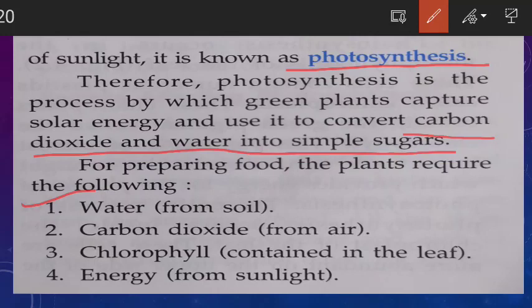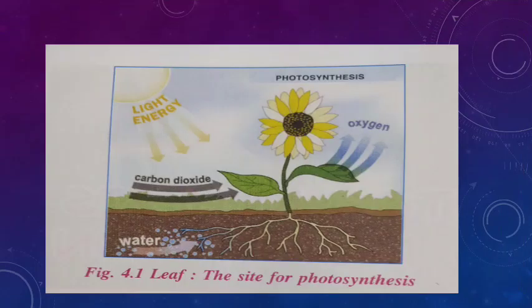So what plants require for the process of photosynthesis, and what are the sources of those requirements? So plants require water, and the source is soil. Plants require carbon dioxide, and the source is air. Plants require chlorophyll, and the source is the leaf. And plants require energy, and what is the source? Sunlight. Clear? So this is the diagram of photosynthesis, the site of photosynthesis.